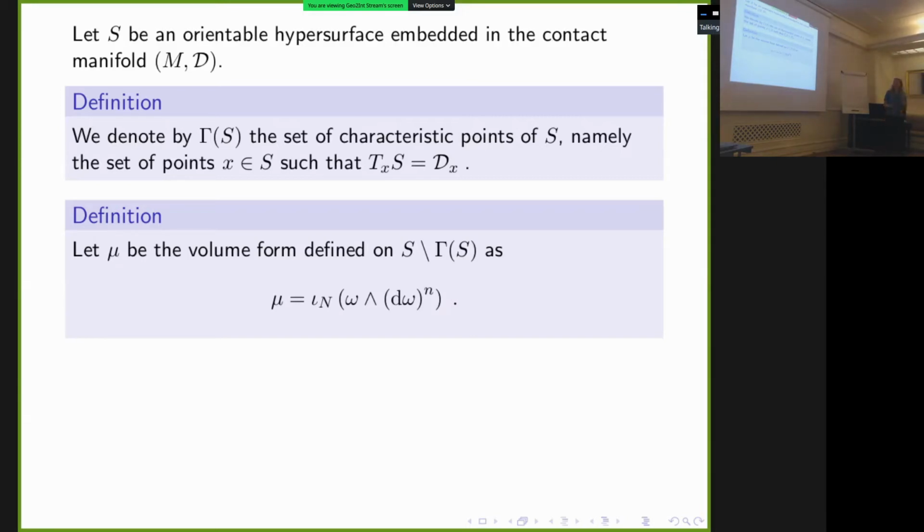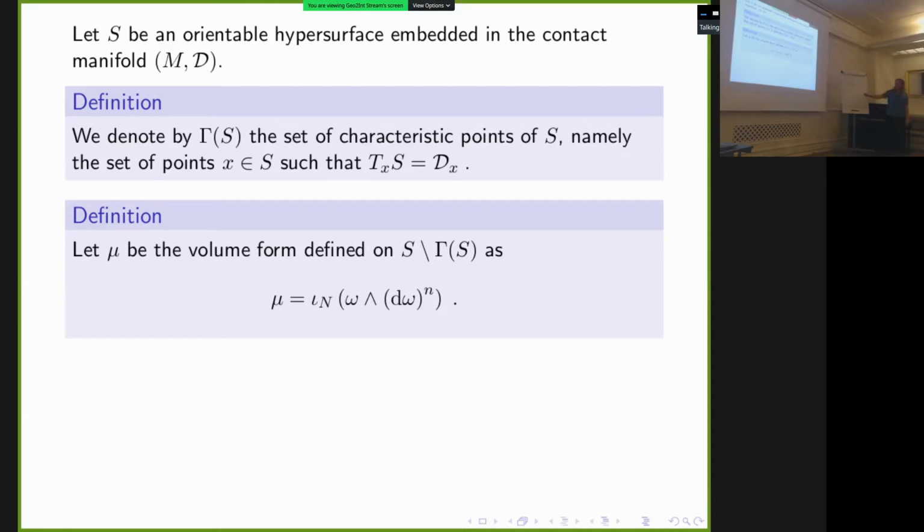So this mu is really just the volume form on the hypersurface minus the characteristic points, but that's fine because the set of characteristic points is a closed set. If you take a hypersurface and take away the set of characteristic points, you're still left with a well-defined hypersurface.